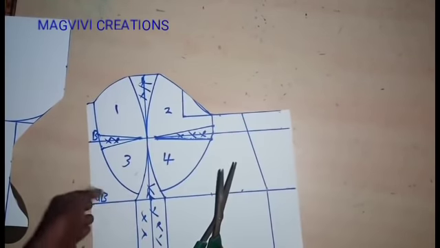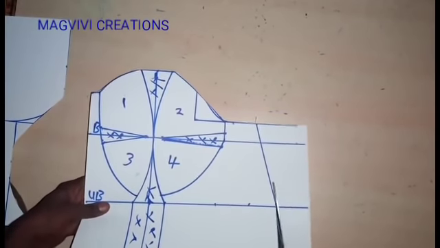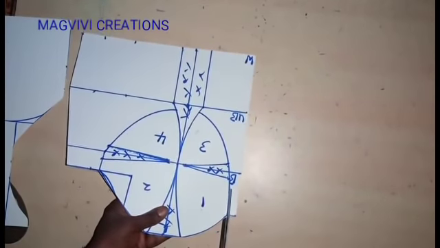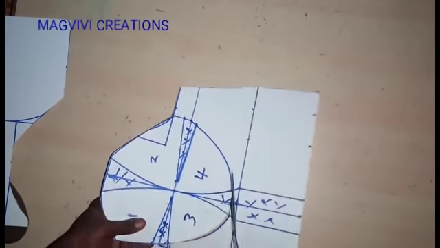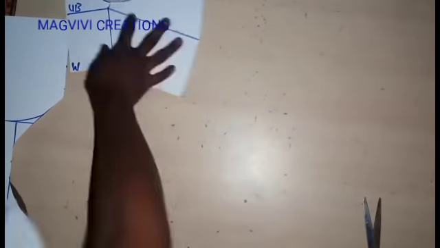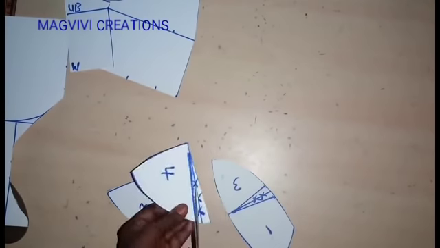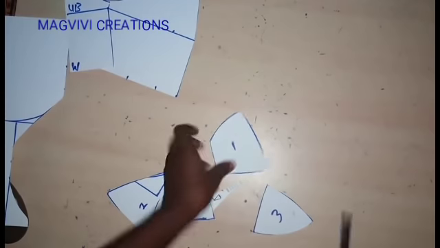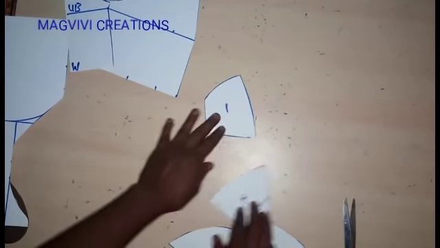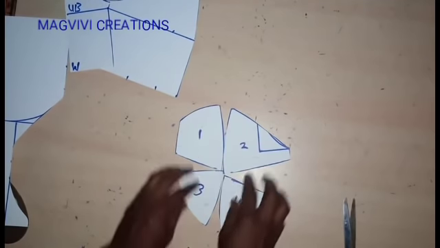By the time we're done with this third cup method, I'll show you how to draft the back in case you haven't watched my previous video on how to draft corset. The back is just the same. So you see why you need to label. By the time you label it, it will give you a guide on how to arrange it. Okay, so this is it.